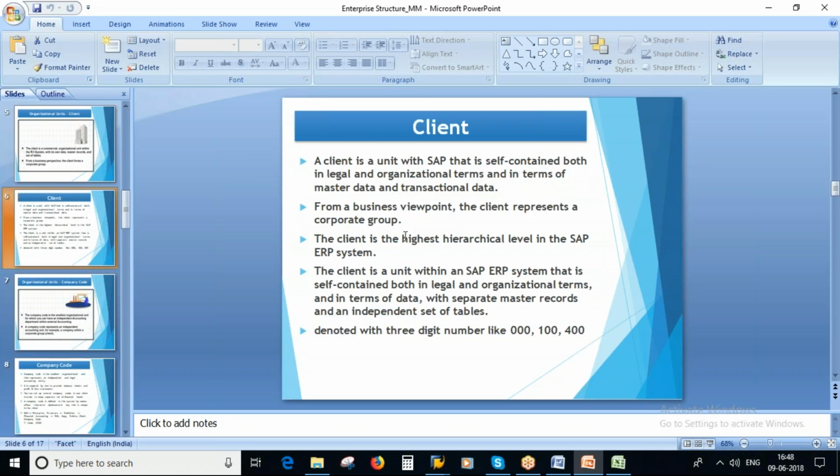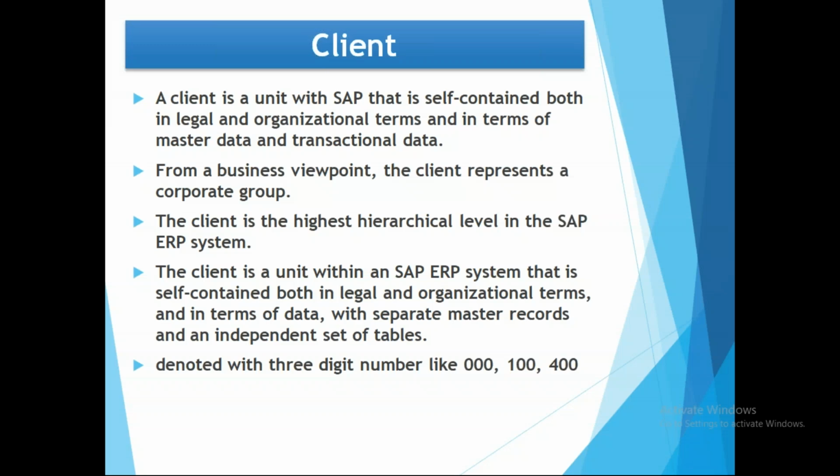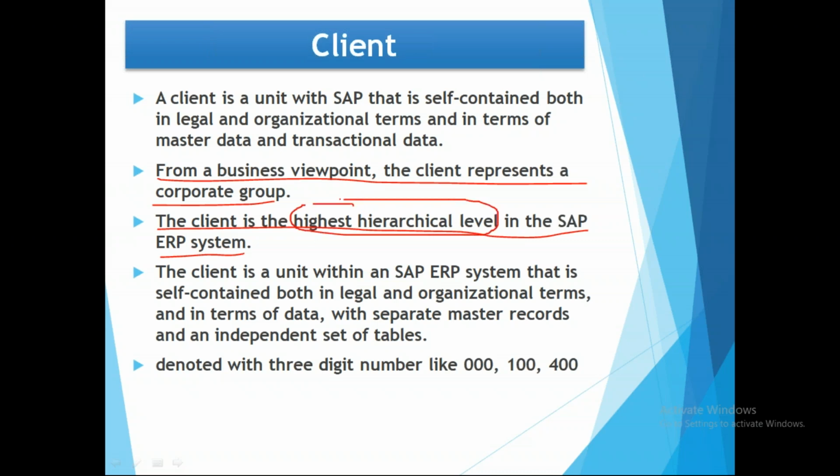Okay, so this is what I explained. From a business viewpoint, the client represents a corporate group, and in the SAP system, the client is the highest hierarchical level in the SAP ERP system. From the organization's structure point of view, it will be the highest hierarchy, the topmost level. Normally in SAP, the client will be denoted with a three-digit number like 000, 100, and 400.